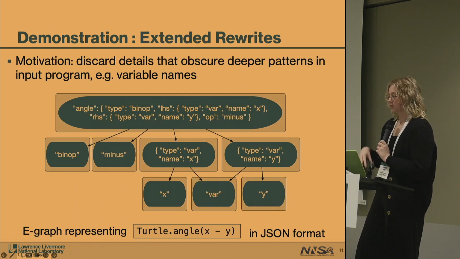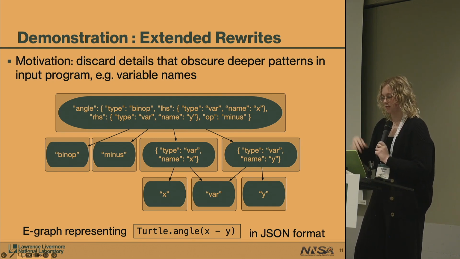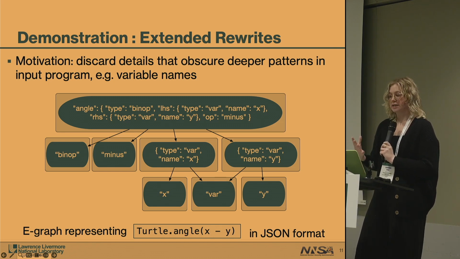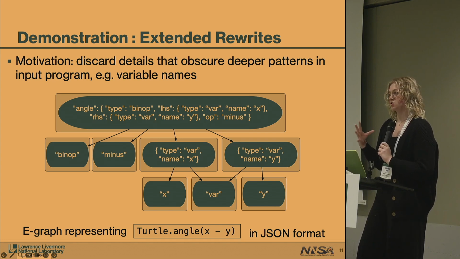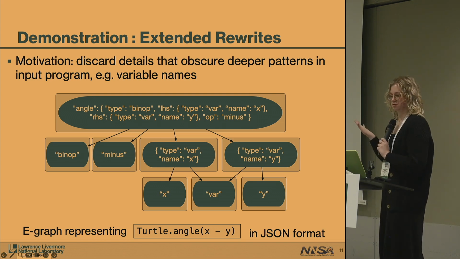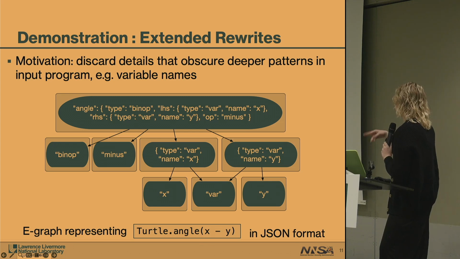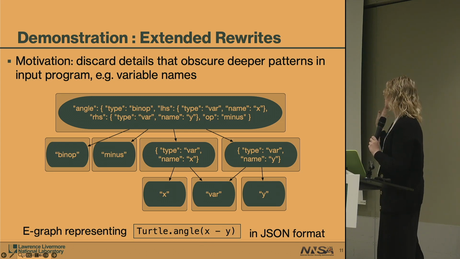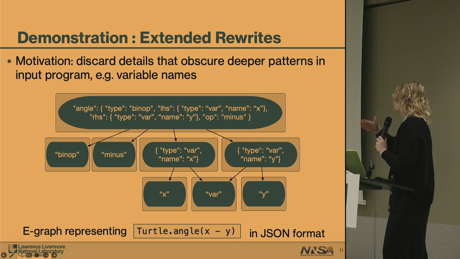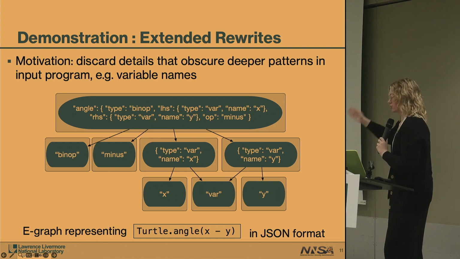So the first rewrite rule that we are going to write for this little DSL is an extended rewrite rule, just showing off this functionality. And the motivation for this extended rewrite is to discard any details that might obscure patterns in the structure of the input program. So this eGraph here represents the call to change the angle of the turtle cursor just by passing a binary operation to the function, so subtracting y from x. And this eGraph here is just a different aesthetic, I guess, but we still have boxes, we still have terms representing this eGraph.